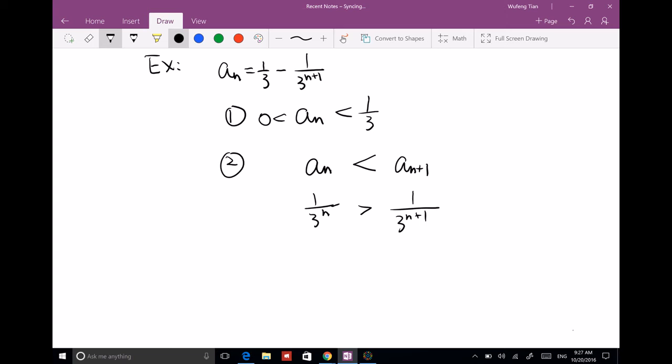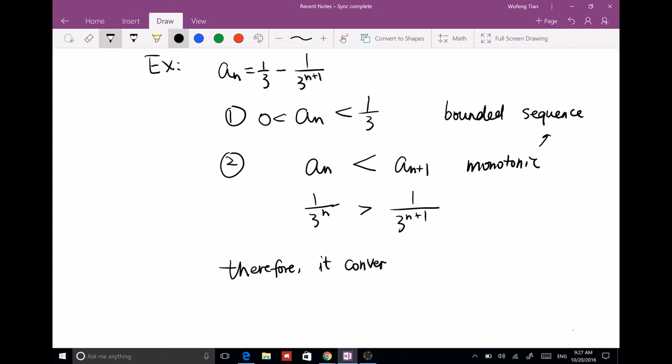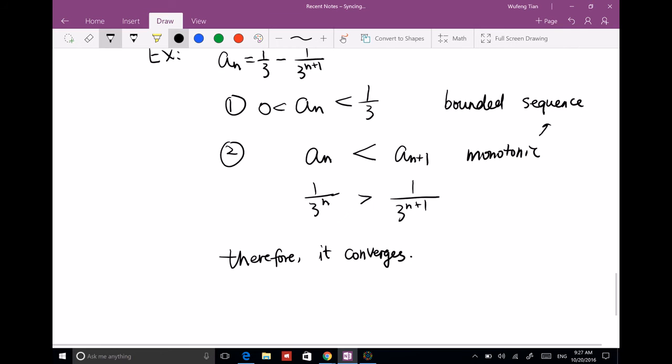And then from 1 and 2, we prove this is a bounded monotonic sequence. So therefore, this sequence converges. That makes sense, right? So basically, you just need to find out first, the sequence is bounded. Then the sequence is a monotonic sequence. Then it converges. That's how you use this theorem. I think it's pretty straightforward.